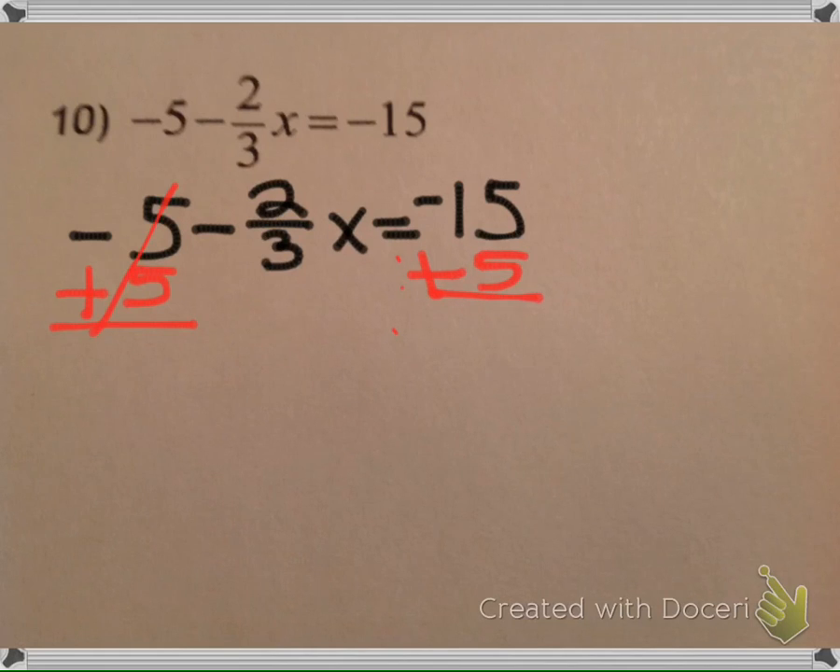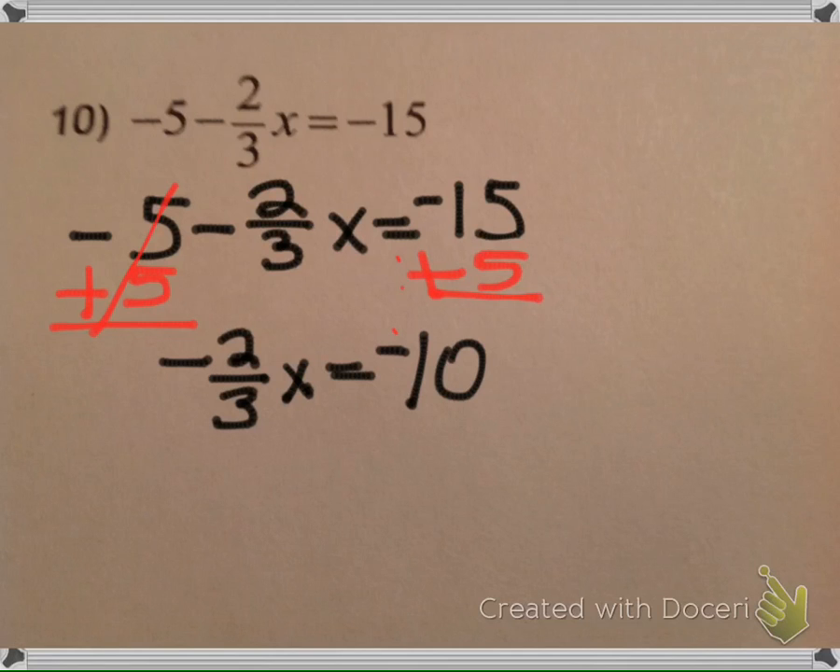Negative 5 plus 5 cancels out. I'm left with negative 2/3 x equals negative 15 plus 5. You have different signs, so subtract. It's negative 10. Okay, and now we have to get rid of the negative 2/3.